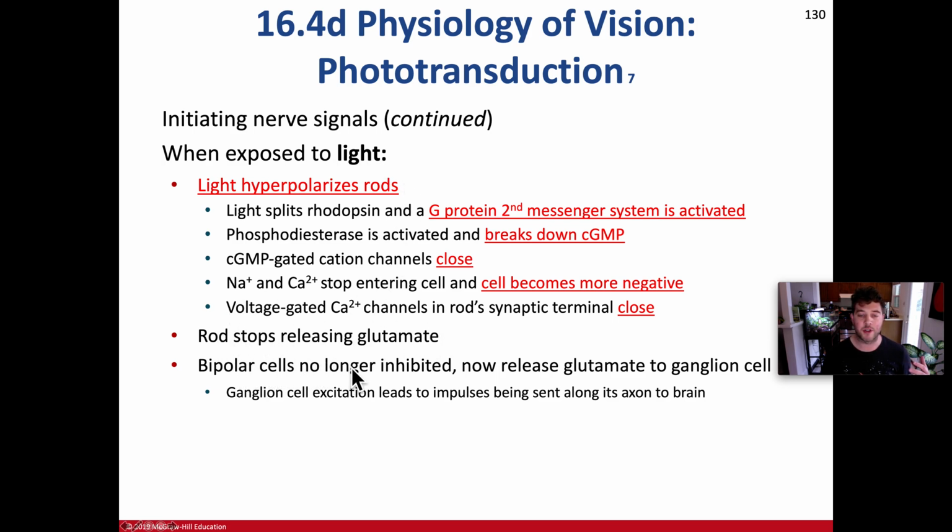The bipolar cells are no longer inhibited by the glutamate from the photoreceptor cells, so they can release, in turn, glutamate to the ganglionic cells. Now, glutamate is going to inhibit bipolar cells, but it's an excitatory neurotransmitter for ganglionic cells. So ganglionic cells, excitation leads to impulses being sent along its axon to the brain. So remember we said that neurotransmitters are going to function differently depending on the receptor cells they're binding to. So in this case, you have glutamate inhibiting bipolar cells, but exciting the ganglionic cells.